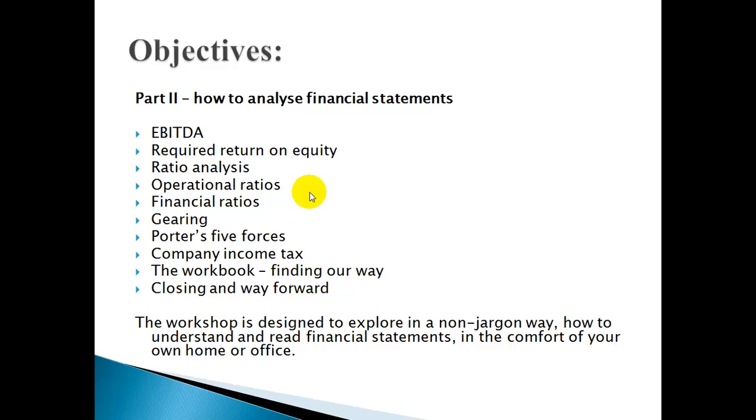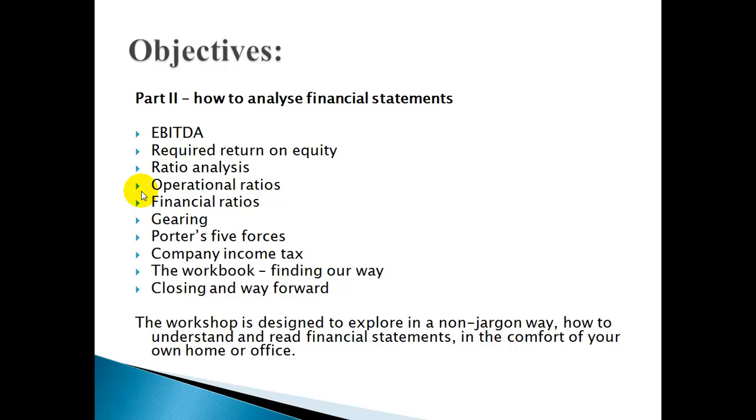In part 2, we're going to look at how to analyze the financial statements. Now that you know what they are, part 2 is about how to analyze them. We're going to look at EBITDA, a key ratio used by analysts all around the world. Required return on equity. What does this mean? Compare you to Warren Buffett. Ratio analysis. I'm going to share with you a two-pronged approach to analyzing ratios, nothing like you've learned in textbooks. We're going to look at operational level, and we're going to look at capital structure or financial level.